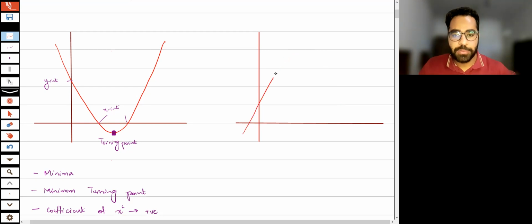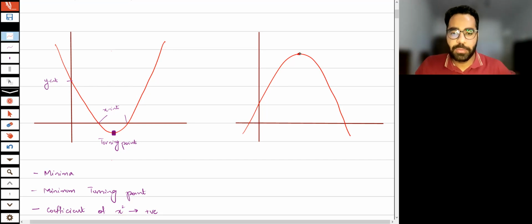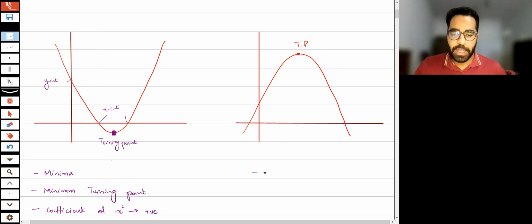I just messed it up over here. This is better. Okay. Now this would be your y-intercept. These are your x-intercepts, and this would be your turning point. So yeah, I'm writing TP for turning point. This turning point would be a maximum turning point because we have a maxima.